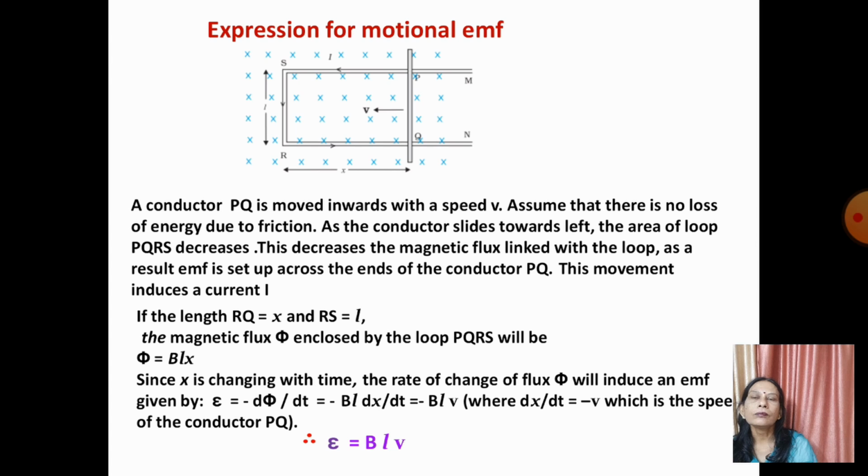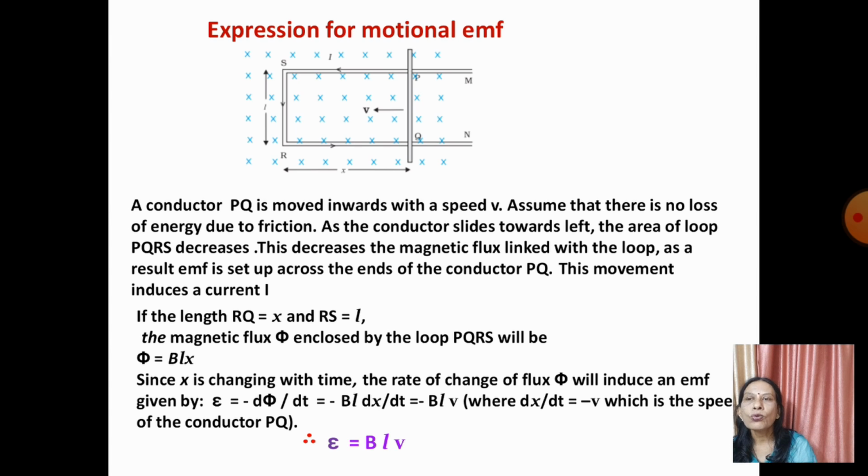Now let's talk about the expression of motional EMF. You can see that there is a rectangle, and in this rectangle, this PQ arm is a conductor which can slide, and the rest of the arms are fixed. So PQ can slide inside or outside these metallic rails. So the conductor PQ is moved inward. Let's first say that it is moving inward with some velocity v.